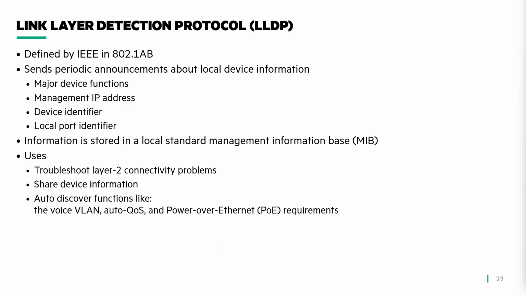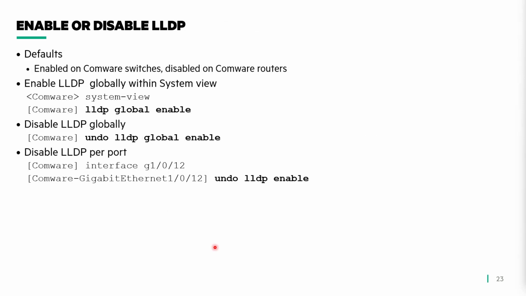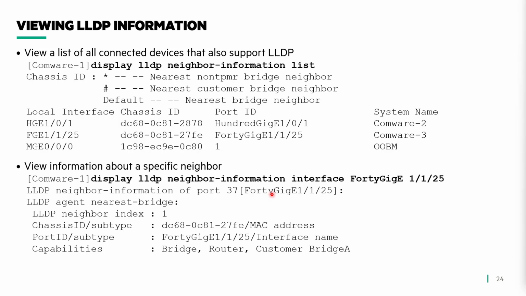You can enable or disable LLDP. It is enabled globally by default; you can do undo LLDP global enable, or you can do undo, which is basically the no command, on the interface. So undo LLDP enable on the interface itself.